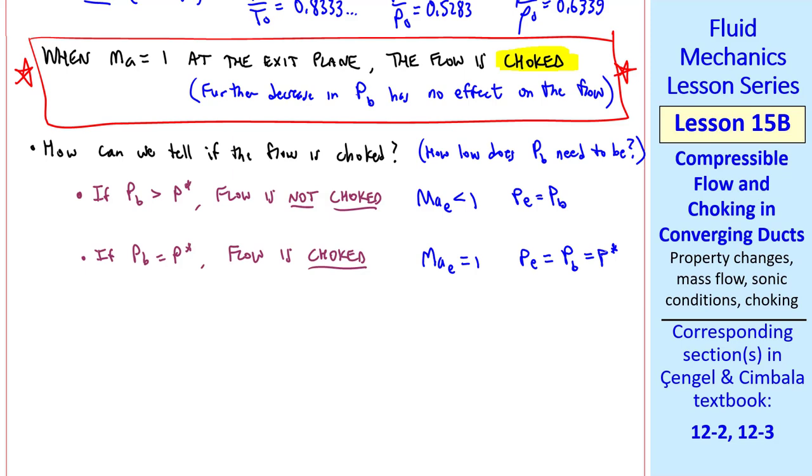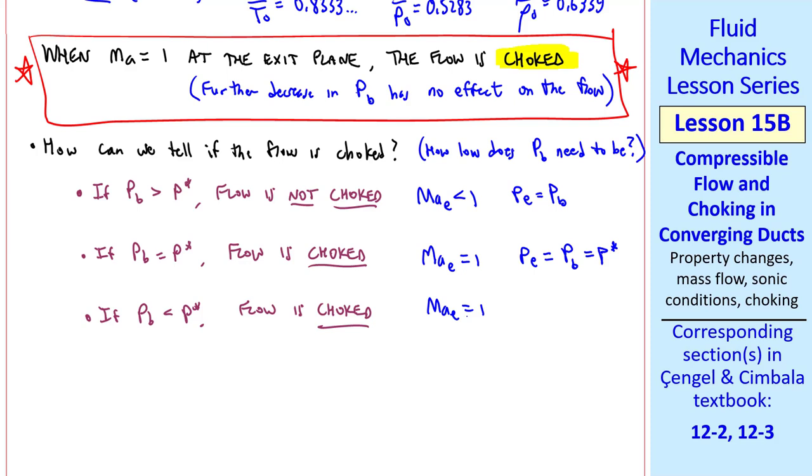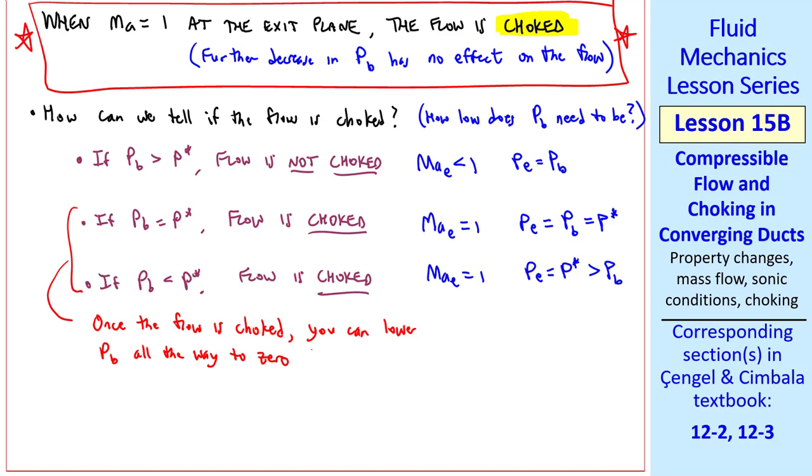If PB is less than P star, the flow is choked, Ma at the exit is 1, and PE equals P star, but P star is greater than PB, as we said here. Once the flow is choked, you can lower PB all the way to 0, in other words, a perfect vacuum, and nothing in the nozzle will change.